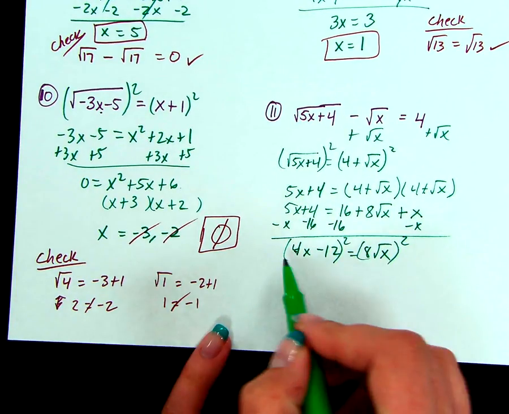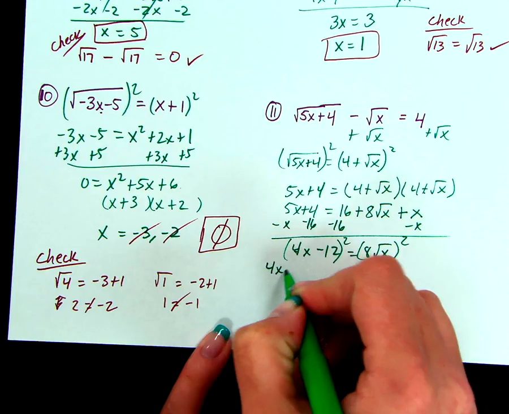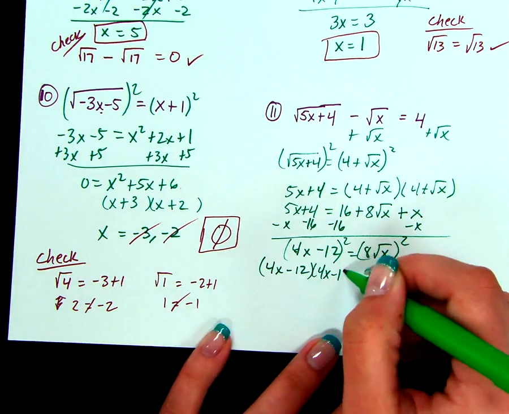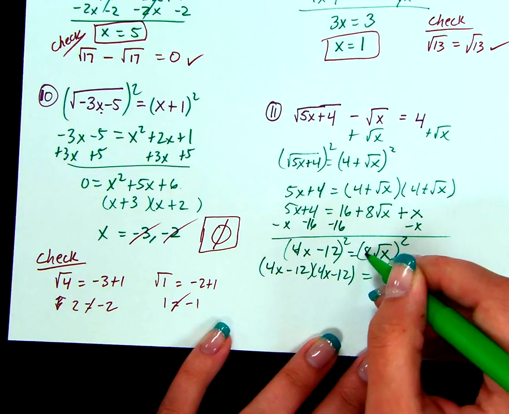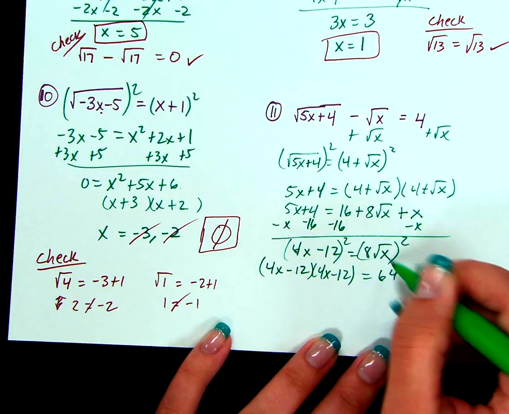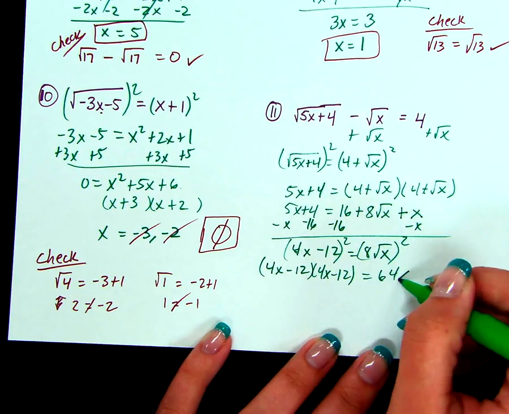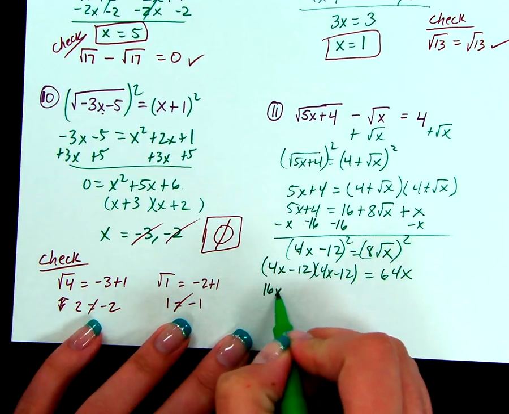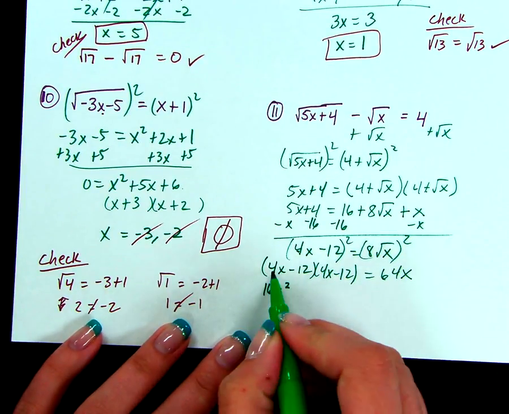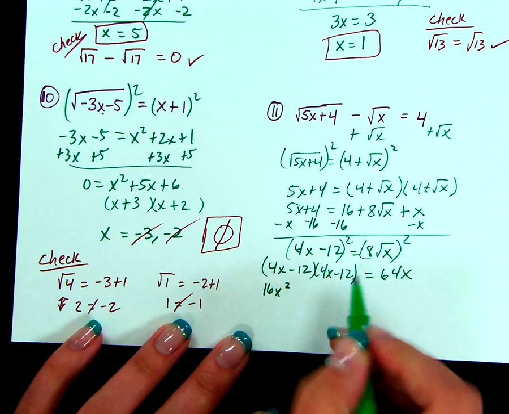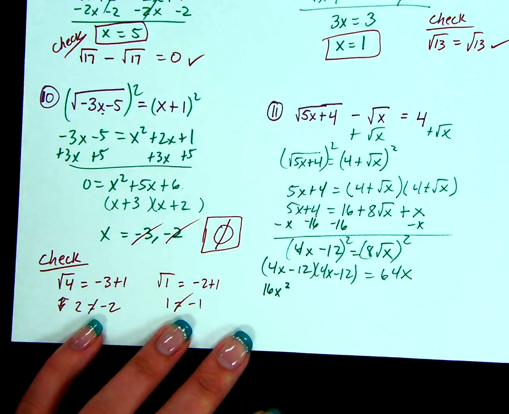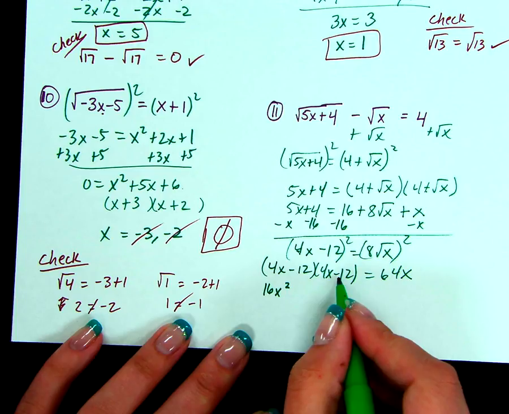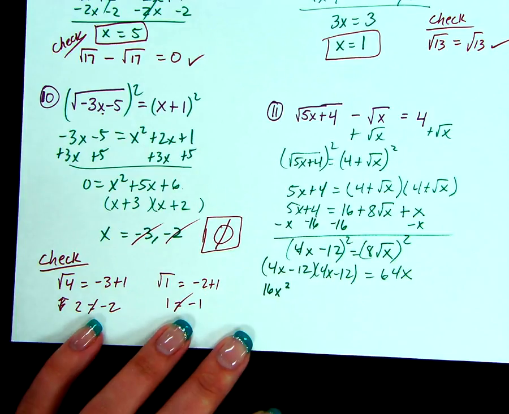Okay. So again, here we have to FOIL. So we're taking 4x minus 12 times itself. And then 8 squared is going to give us 64, and then the square root of x squared is x. So 4x times 4x will be 16x squared. And then 4x times 12 is going to be 48x, and it's going to be a negative. And then we'll have another negative 48x.